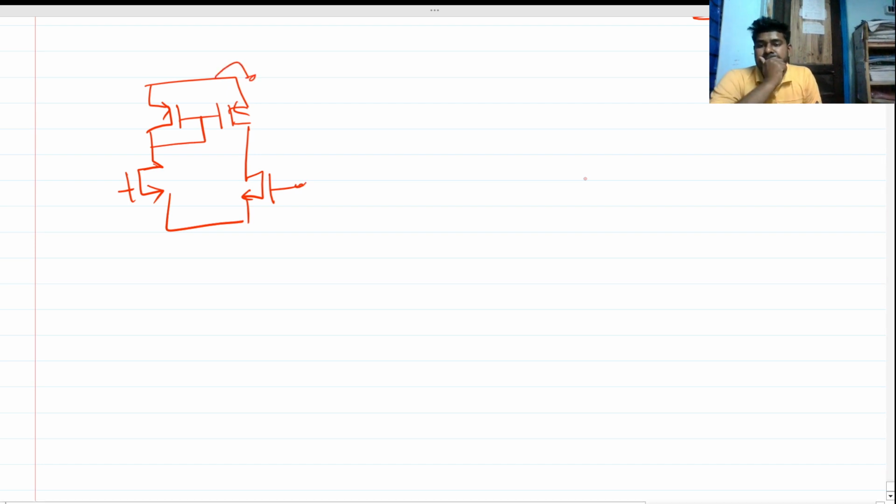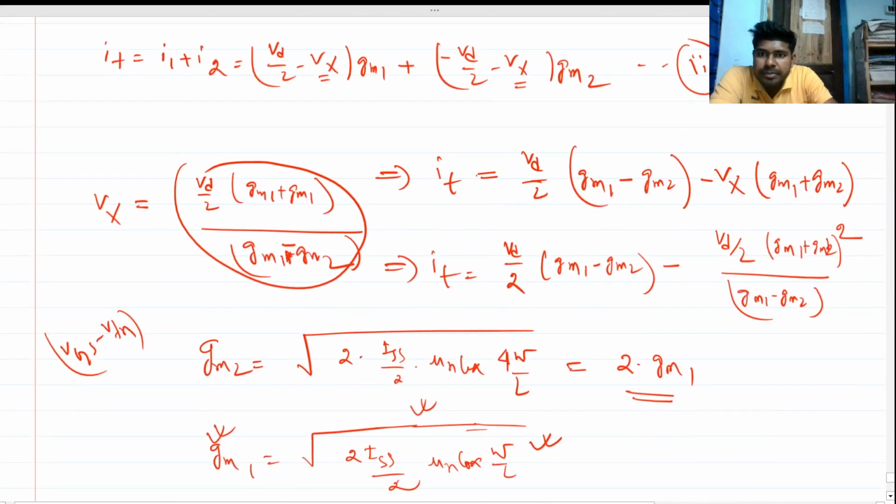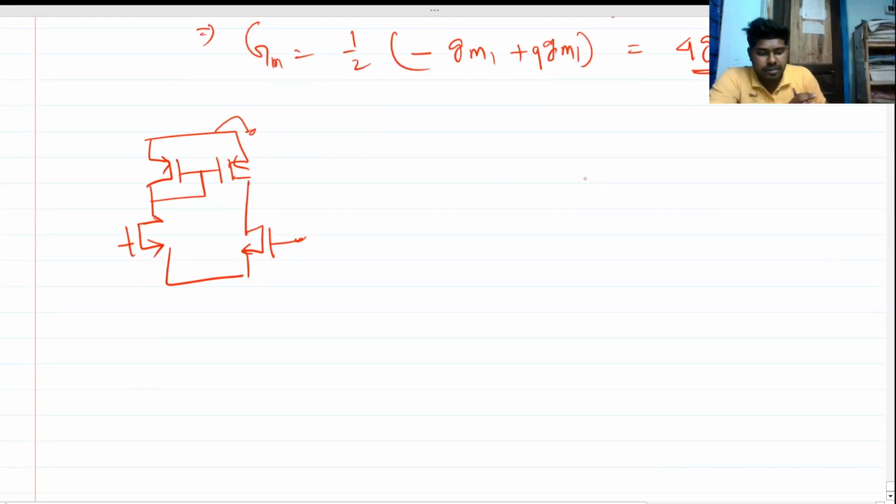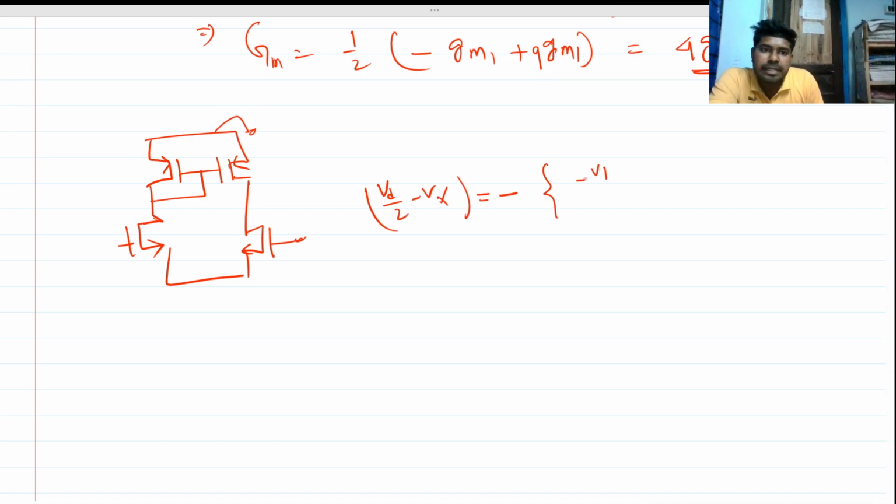so now we can see whether the Vx value is correct or not. Okay, let me check. So our Vd by 2 minus Vx will be exactly equal to the minus of minus Vd by 2 minus Vx, and this will be into Gm1 and this will be Gm2.